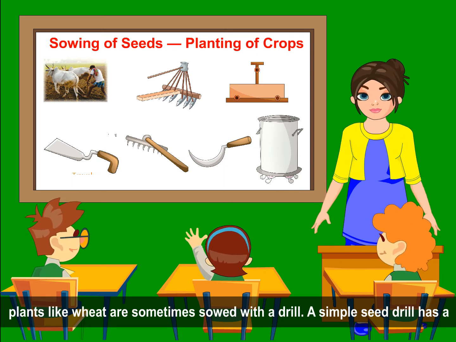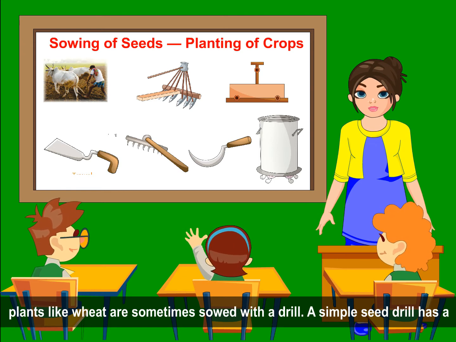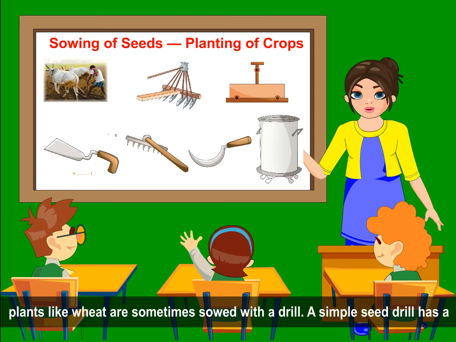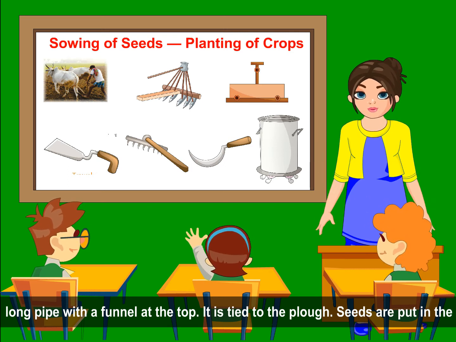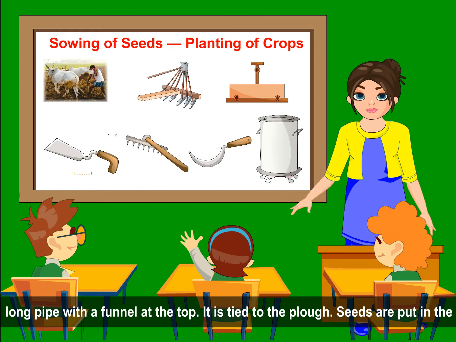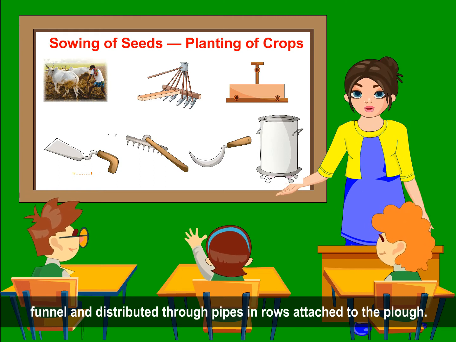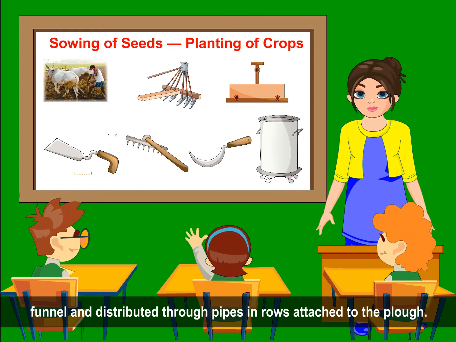Seeds of plants like wheat are sometimes sowed with a drill. A simple seed drill has a long pipe with a funnel at the top. It is tied to the plow. Seeds are put in the funnel and distributed through pipes in rows attached to the plow.